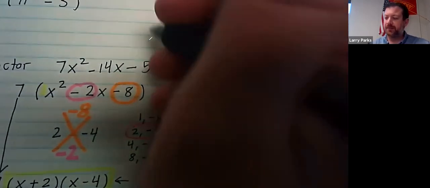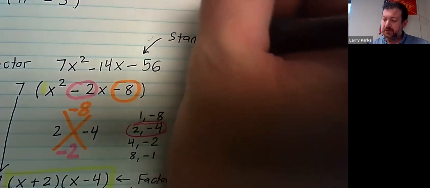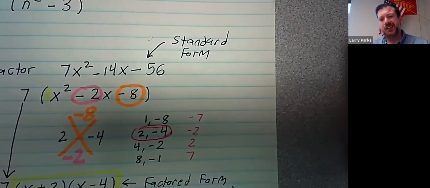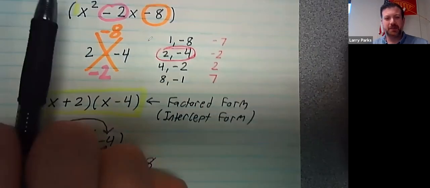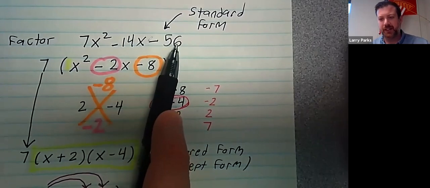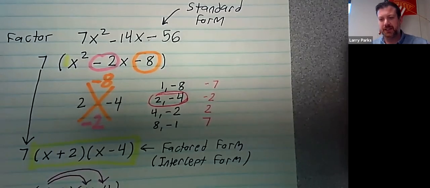Okay, this is what we call standard form. In standard form, all it really tells us is the y-intercept. So this tells us our x-intercepts. This one tells us our y-intercept, and the y-intercept is actually -56. Okay? So standard form doesn't tell us as much as intercept form. There's another form called vertex form, and we'll cover that another day. But for today, standard form to intercept form. Standard form to factored form. Those mean the same thing.